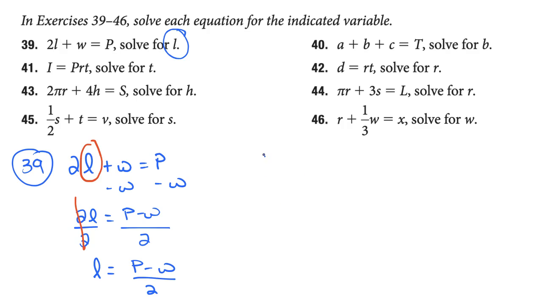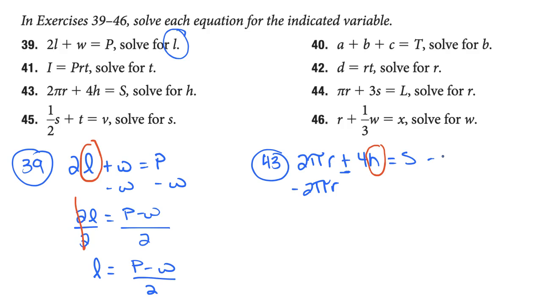So let's look at 43, because sometimes seeing something like pi really throws people, but just treat it like a variable or a number or whatever. We've got 2 pi r, which you may recognize from geometry, plus 4h equals s, and we're supposed to solve for h, so I'm going to circle the h. So we want it by itself. So now we have a plus here. That means we want to subtract out this 2 pi r from both sides.